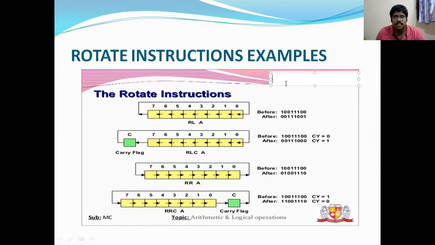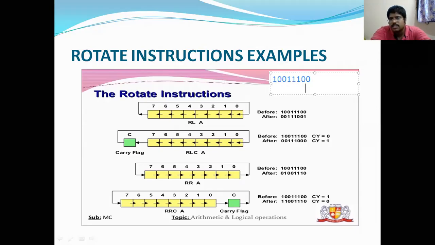Take this as an example: 10011100. This is the example that we have taken. First of all, what does RLA mean? Rotate left the accumulator. That means the first thing we have to do is perform the left shift. Whenever I perform the left shift, what is going to happen?